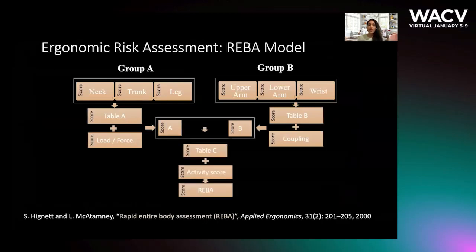The ergonomics risk assessment model that we use is called Rapid Entire Body Assessment. This model creates a higher ergonomics risk score when joints are getting closer to the safe range of motion.